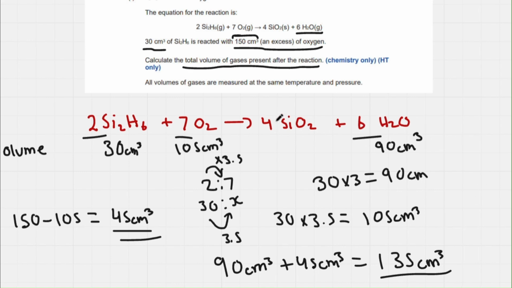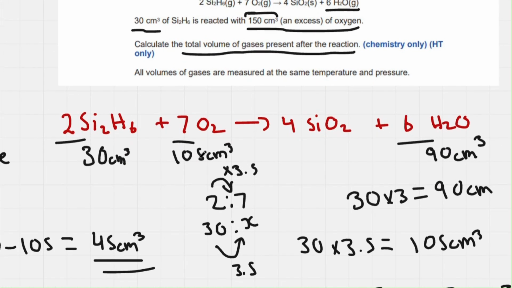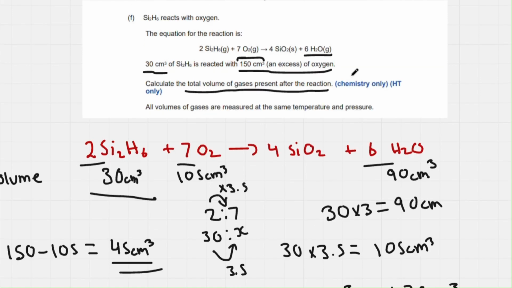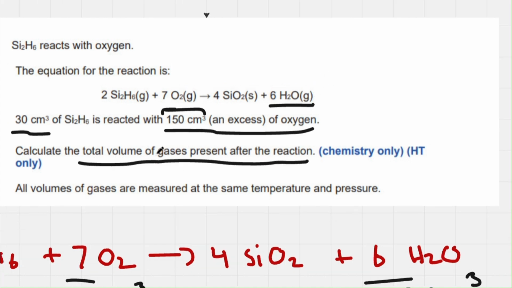So the main point to remember is that you find out how much oxygen was used in the reaction, and then you find out how much was left. And then you use the same method to find out how much volume of water vapor was produced, because that is still a gas, and that counts in the final answer.